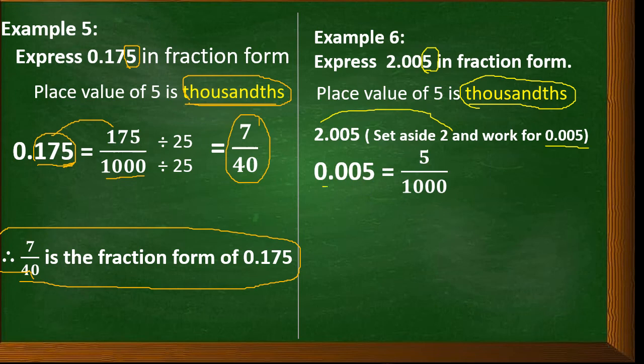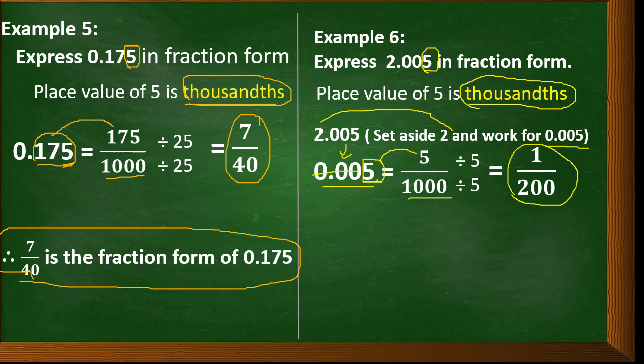So we have here 5 thousandths. Just copy 5 and write it in our numerator. Disregard the 2 zeros here. And our denominator is 1000 since the place value of 5 is on the thousandths place. Now we have to reduce 5 over 1000 to its lowest term, and the greatest common factor between 5 and 1000 is 5, so we divide. 5 divided by 5 is 1. 1000 divided by 5 is 200. So 1 over 200 is the lowest term of 5 over 1000.